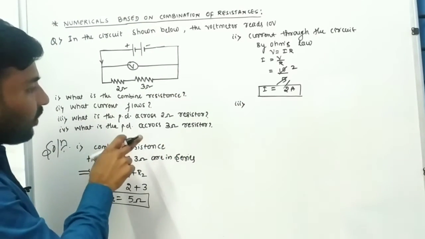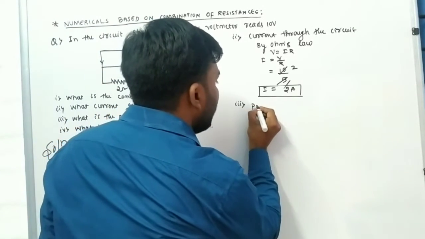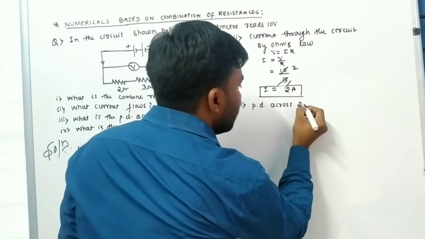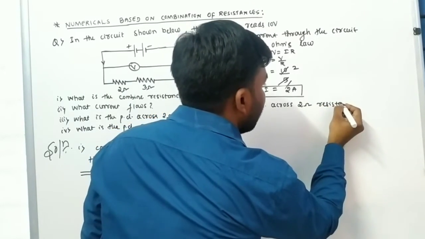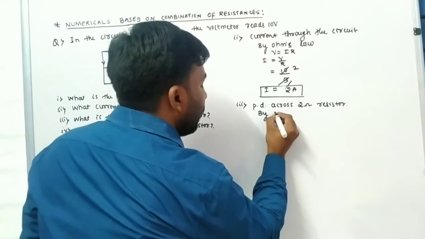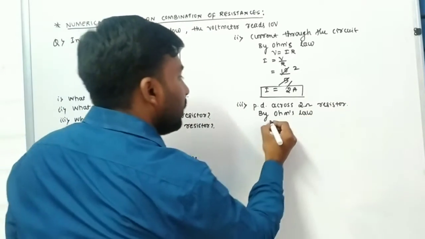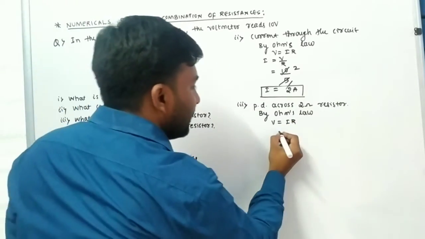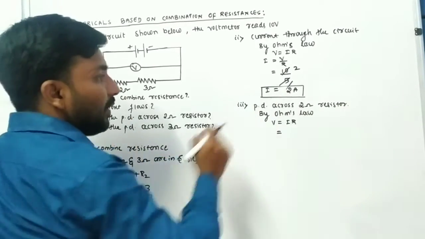What is the potential difference across the 2 ohm resistance? Potential difference across 2 ohm resistor. Okay. Now potential difference by Ohm's law. By Ohm's law, we have V is equal to I into R. This is equal to, current flowing through the circuit is what? It is 2 ampere.